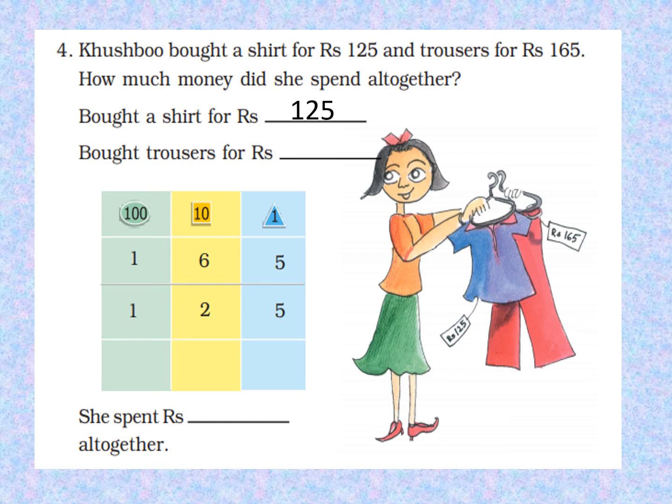Khushbu bought the shirt for rupees 125 and she bought trousers for rupees 165. How much did she spend altogether? We will be performing the operation addition. Now we'll begin at the ones place. 5 plus 5 is 10. So we will write 0 and carry 1 to the tens place. 6 plus 2 is 8, plus 1 is 9. Going to the hundreds place, 1 plus 1 is 2. So she spent rupees 290 altogether.